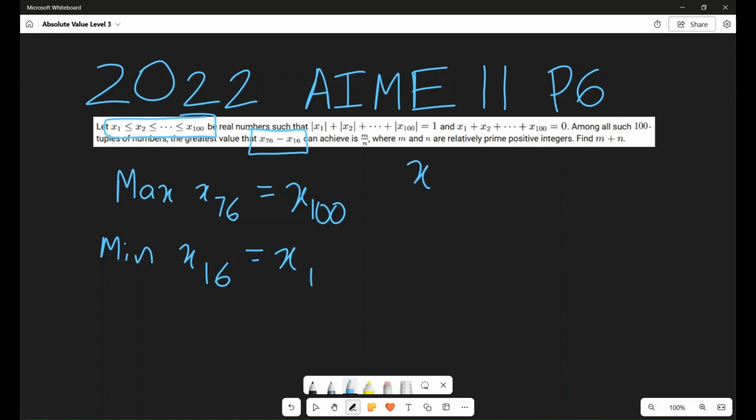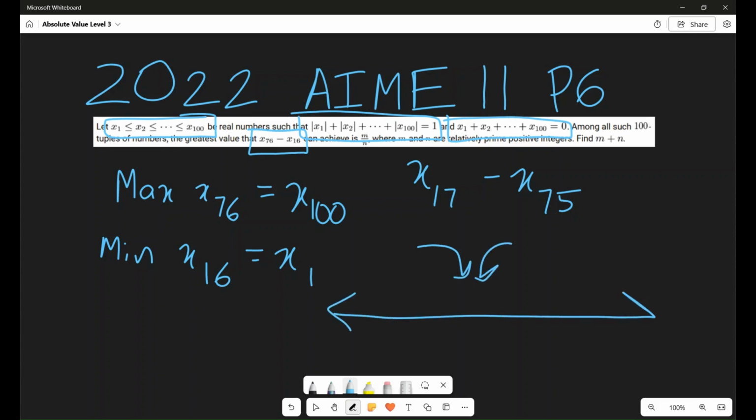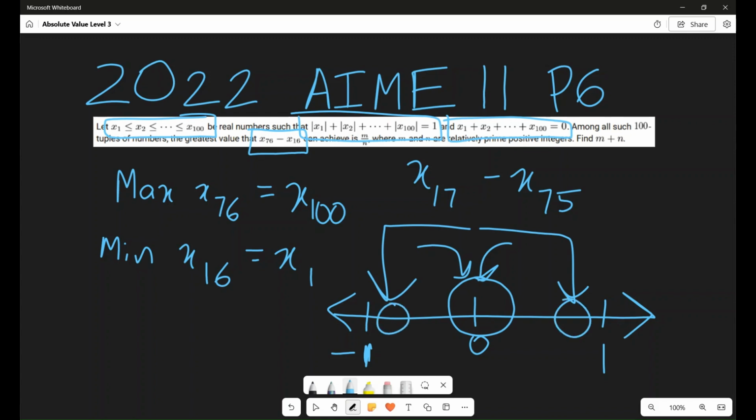Now, what do we do with the values in between, x17 to x75? Well, if we look at these two equations, we have the sum of our 100 numbers, either their absolute values or the numbers themselves. So instead of thinking of it purely as a set of 100 numbers, we can think of it as a distribution, especially since we know the numbers are in increasing order. Let me add a number line here. So let's say this is 0, this is 1, this is -1. The more numbers we put closer to the center, the further the other numbers will be in the distribution. So we'll get more clusters on the left and right, at further extremes. For this reason, we're going to say that all of the values from x17 to x75 are equal to 0.